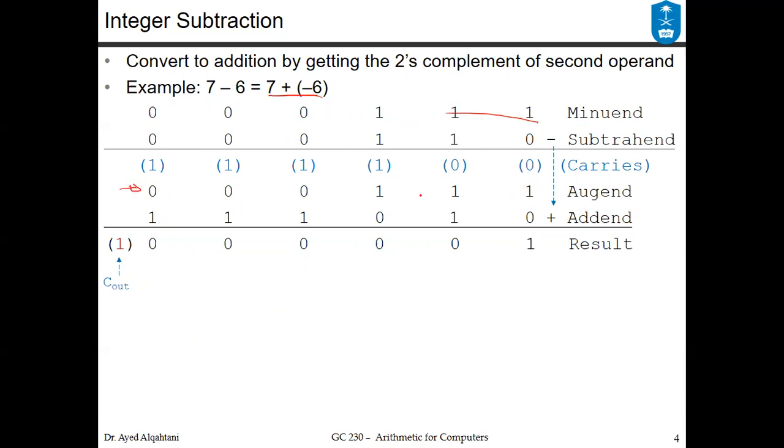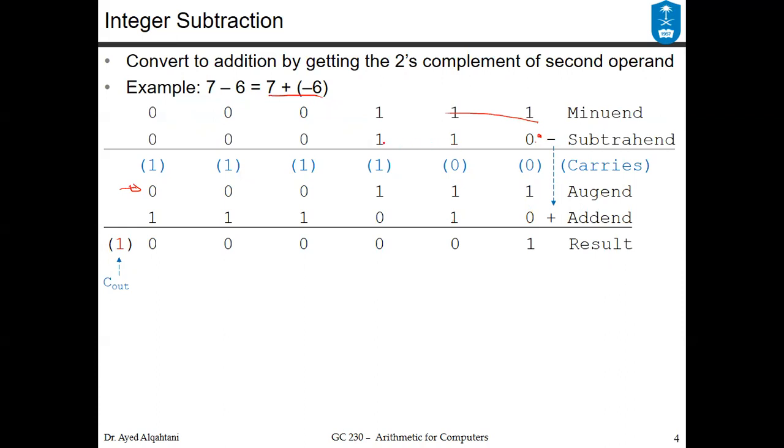It is 1, 1, 1, 0, 0, 0. And we take the 2's complement of the second operand. To take the 2's complement, you start from the rightmost bit position and look for the first one. You copy until you reach the first one. So you copy the 0, and then we reach the first one, and we copy it.